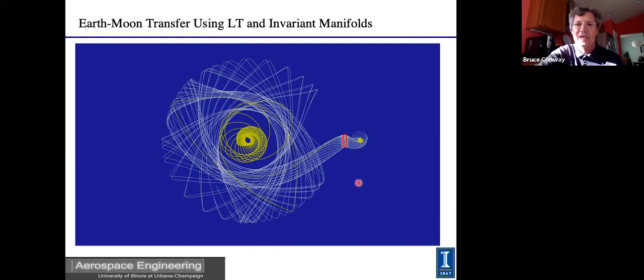We actually used it as the cover art for the other book that Siegfried mentioned on optimizing space trajectories. So if you're patient enough, you can get these direct methods to solve very complicated problems.